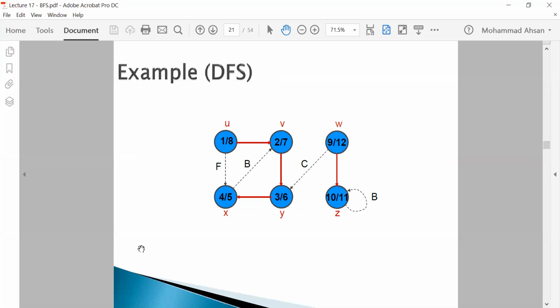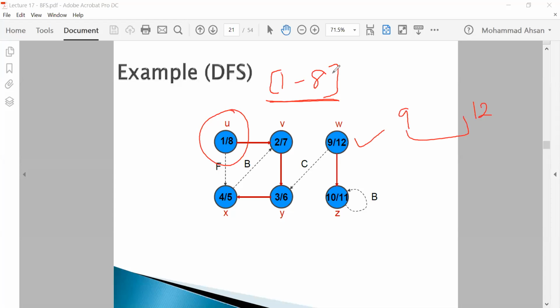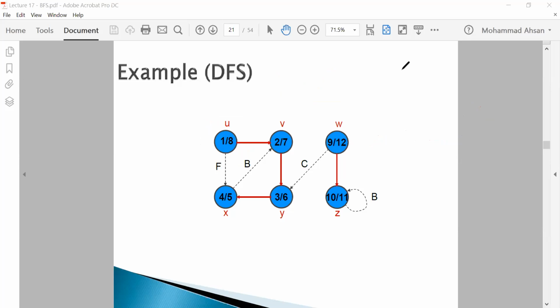Also, you will see that the interval of time, for example, for U here, is 1 to 8. All the descendants of U, or all the vertices that you reach through U, by starting at the source U, their intervals will fall within the interval of U. So 2 7 is within 1 8, 3 6 is within 1 8, 4 5 is within 1 8. You'll see 9 12, it's not within this range here. So that means W is not a descendant of U in the final depth first tree. But you'll see 9 to 12, your 10 to 11 falls in between. That's why Z is a child, or you can say it is approached through W.